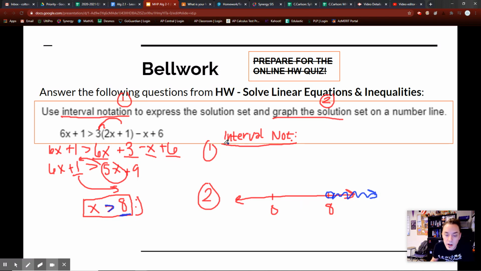So what does that tell us for our interval notation? Where does the graph start? Does it start over here? Does it start here at -1? No. Does it start at 0? Does it start at 5 right here in between 0 and 8? No. It starts where? At 8.